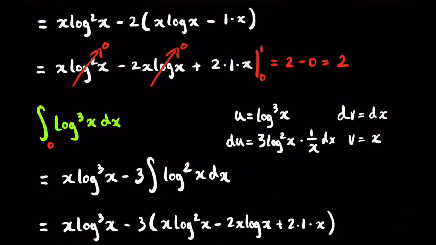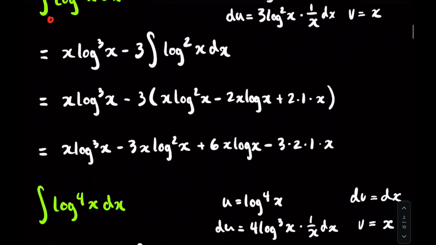Now let's evaluate our log cubed of x from 0 to 1. Again, we have at 1, every term that has a log of x would be canceled out to 0. And so all we have left is the negative 3 times 2 times 1 times x, and at x equals 1, this just evaluates to negative 6.